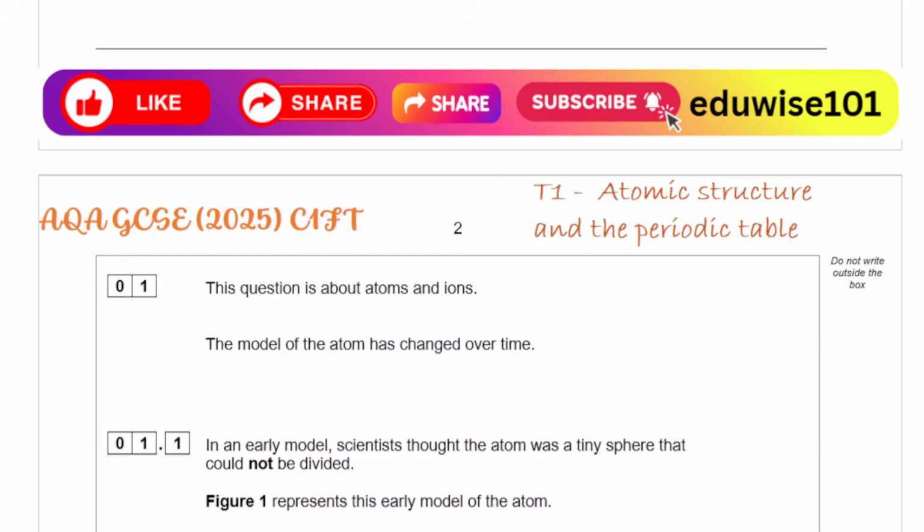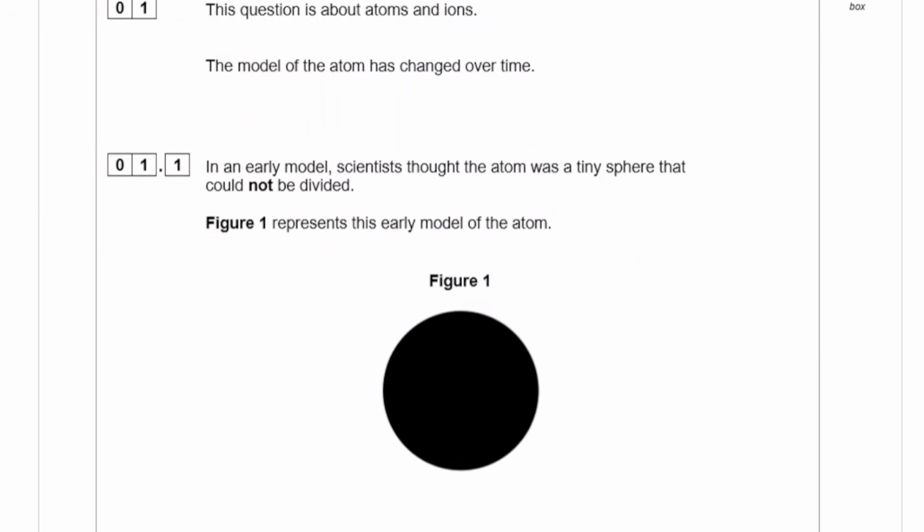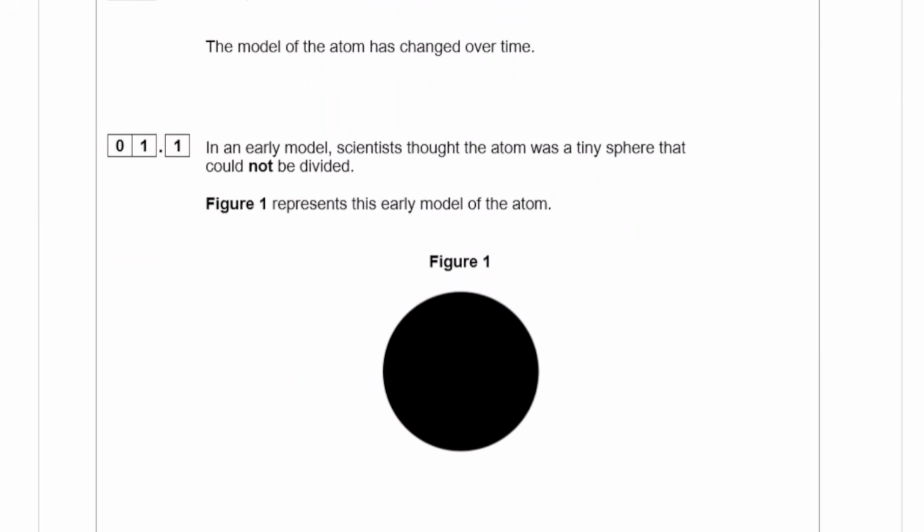This question is about atoms and ions. The model of the atom has changed over time. In an early model, scientists thought that the model was a tiny sphere that could not be divided. Figure 1 represents this early model of the atom. Now this model is what we call the solid sphere model. And this was proposed by someone called John Dalton.